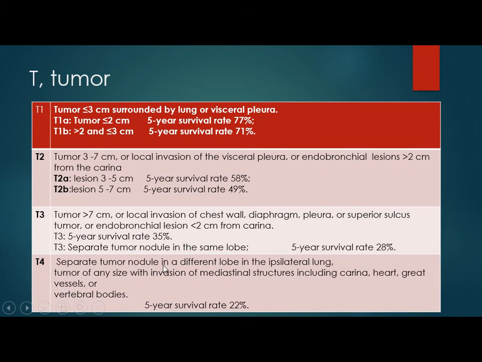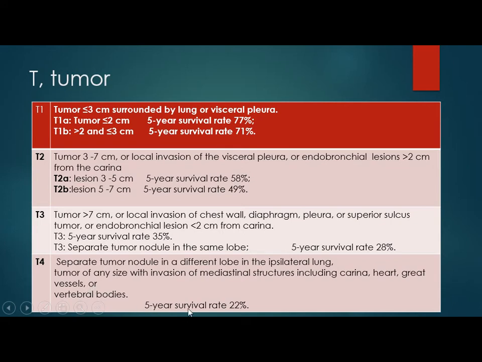If we have a separate tumor nodule in a different lobe in the ipsilateral lung, it's T4. But if the separate tumor nodule is in the same lobe, it's T3. You treat every lobe as a different one. Or a tumor of any size with invasion of mediastinal structures, including the carina, heart, great vessels, or vertebral bodies.